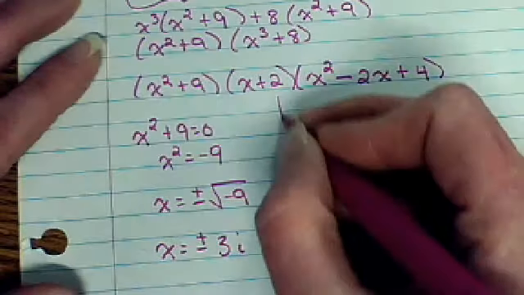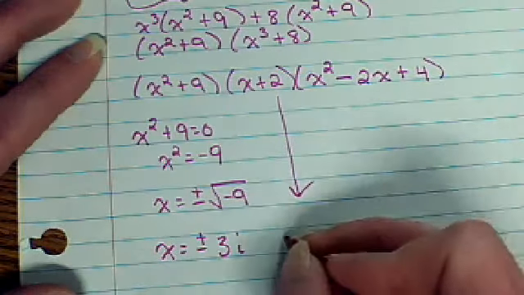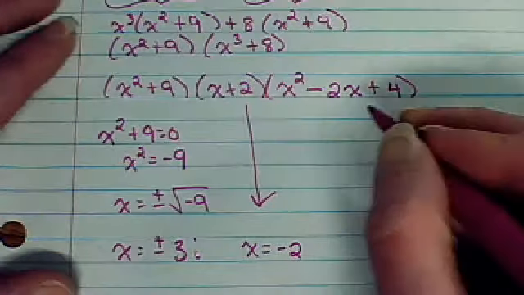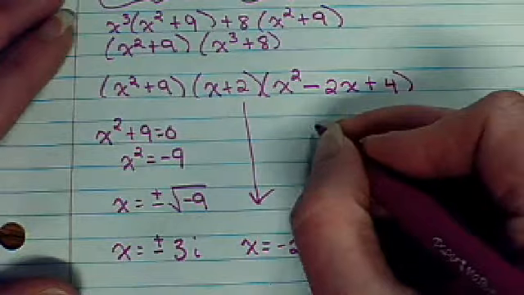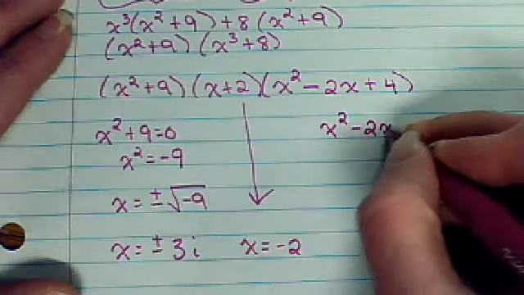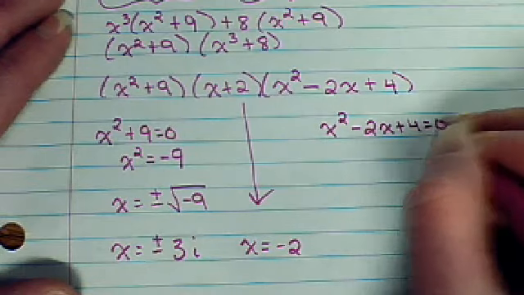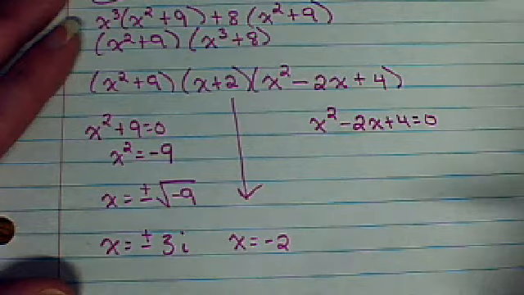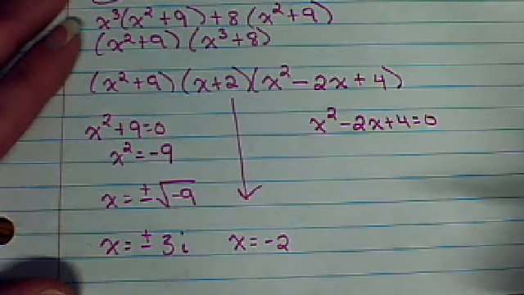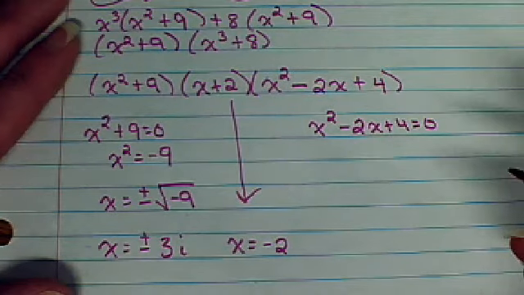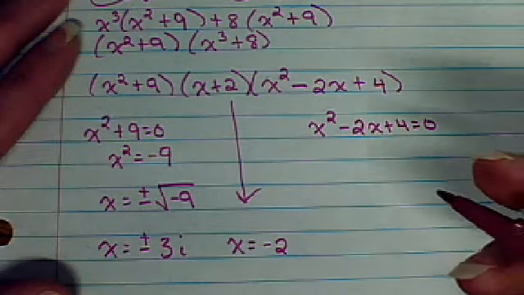X plus 2, well, that's an easy one. I'm just going to bring that down. That's going to be x equals negative 2. For this one, when I set it equal to 0, it will not solve by factoring. You have other ways, though. We can do completing the square. You can use quadratic formula. Whatever works for you, but it will not factor.